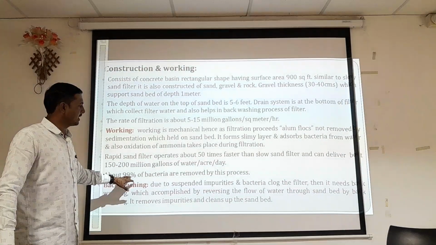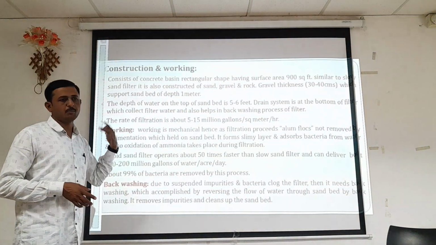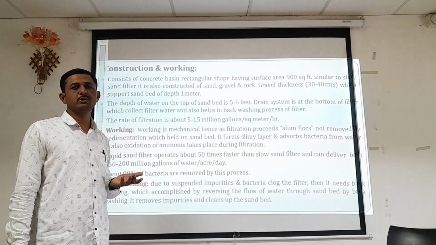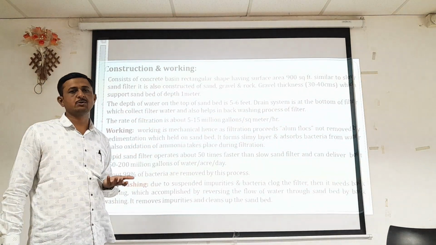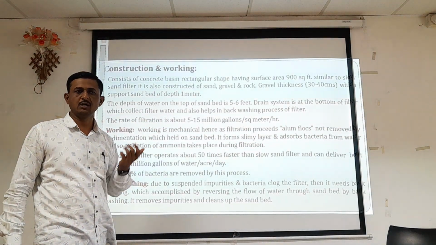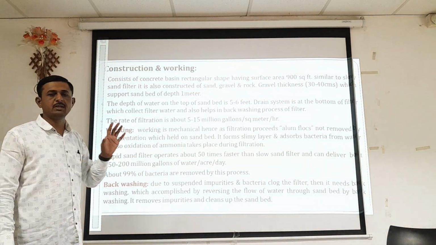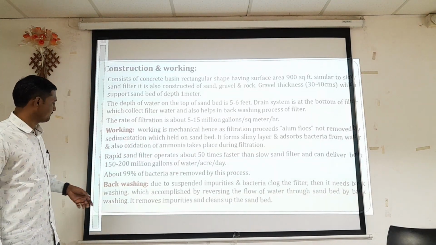About 99% of bacteria are removed by this process. Proper pre-treatment of water is carried out, which removes about 95% of impurities of the water sample. So here we only have to remove the remaining 5% of impurities present in the water, so that it removes about 99% and gives filtered water which is free from all kinds of impurities and microorganisms.